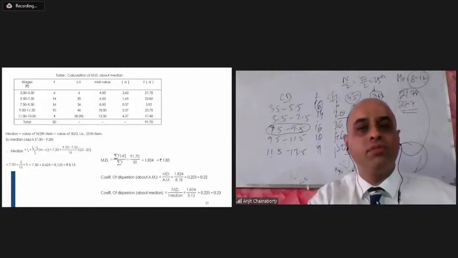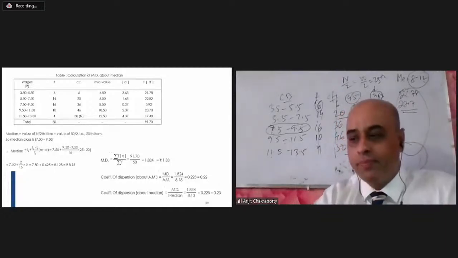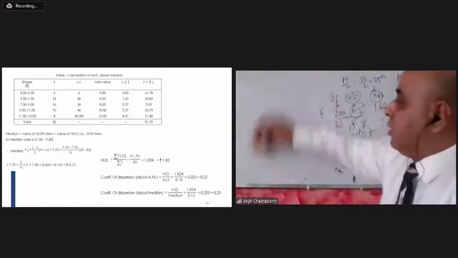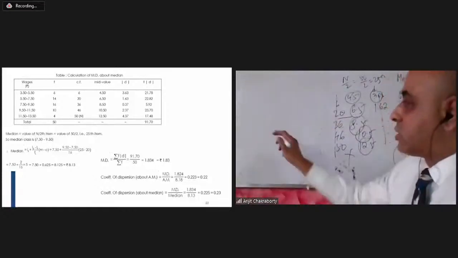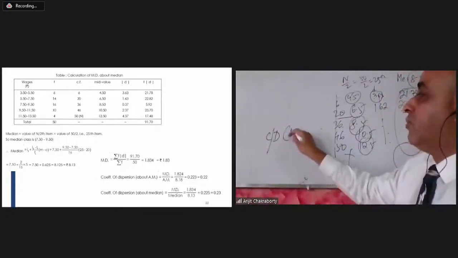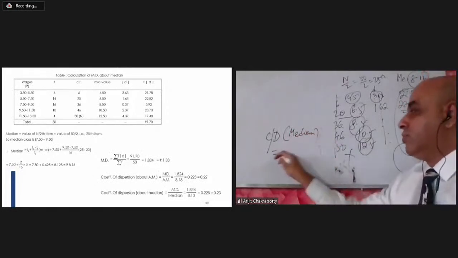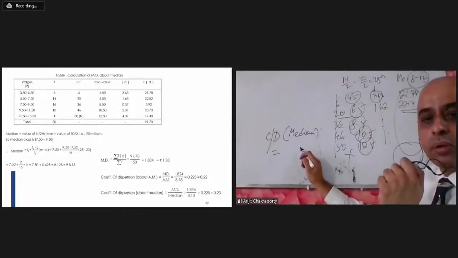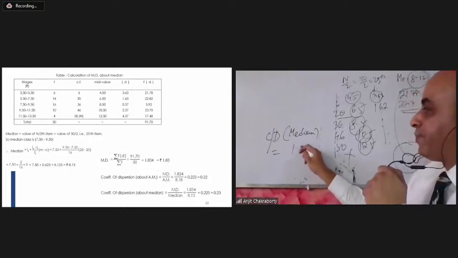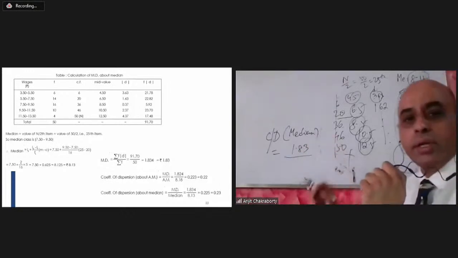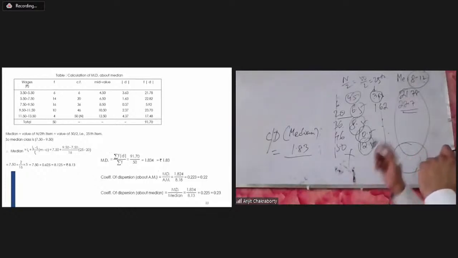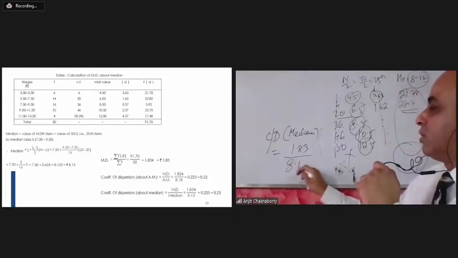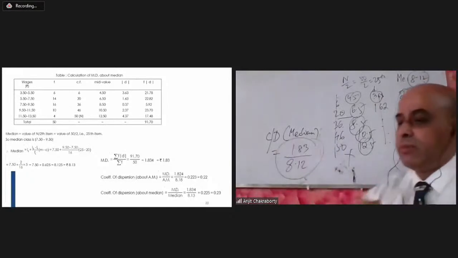So the coefficient of dispersion from the median, the formula is MD, the mean deviation which we have got, divided by the median. That is the coefficient of deviation from the median, not the mean. We are calculating from the median now. So the total amount which we have got is 1.83, divided by the median itself. What is the median we calculated? The median came to 8.12 or 8.13 approximately. I'm taking 8.12. So 1.83 divided by 8.12.